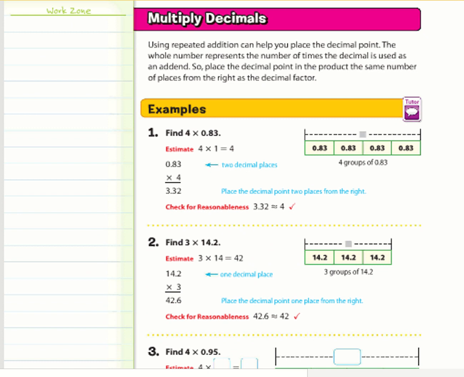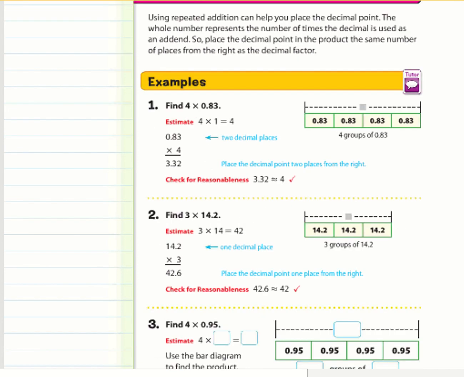So using repeated addition can help you place the decimal point. The whole number represents the number of times the decimal is used as an addend. So place the decimal point in the product the same number of places from the right as the decimal factor. So number 4, it says 4 times 83 hundredths, for example 1.